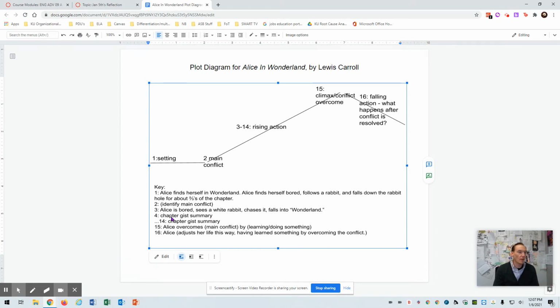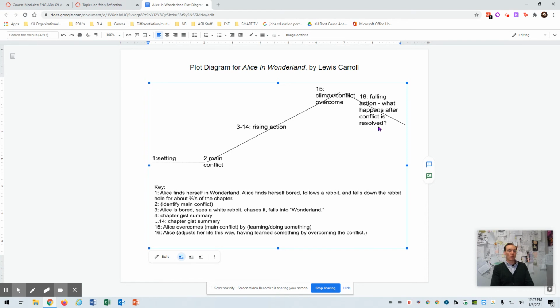Okay, and once she finds herself here in chapter 2, I need to write that, chapter 2 gist summary. What happens in chapter 2? What prevents her from simply overcoming her problem? And you just go on and on like that until you get to the main climax. And then you'll be able to take that note in here once you finish the book.